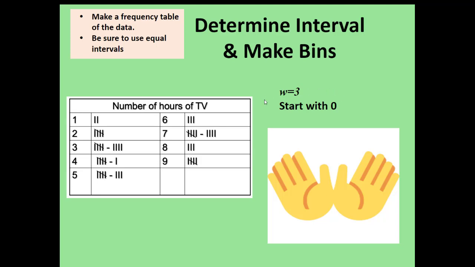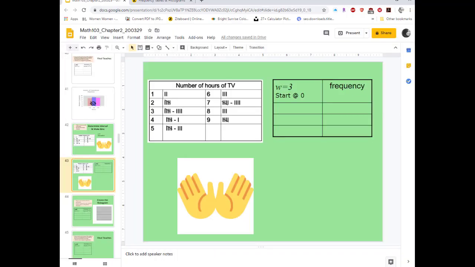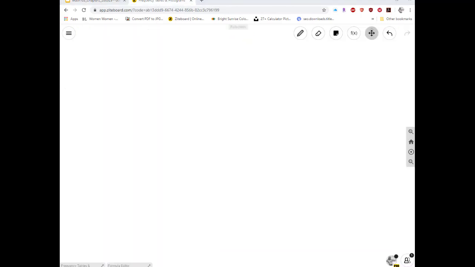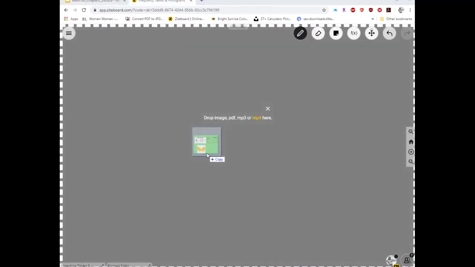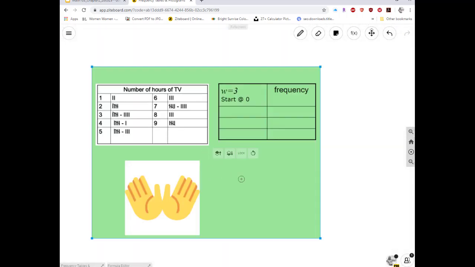So I'm going to go to my frequency table, right? And I'm going to paste this into Ziteboard. Okay, so we're in Ziteboard, and I'm going to drag this over. Let it load. And I'm going to pull this over here. Okay, now, quick note. This data is the same data we worked with before. There's no changes. So this time, I'm going to start with 0.